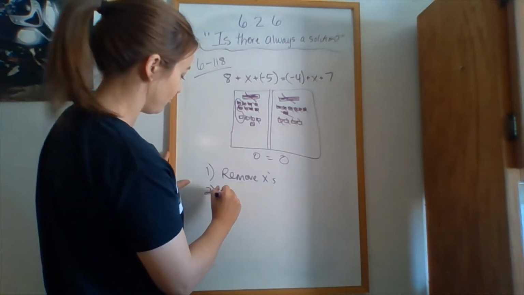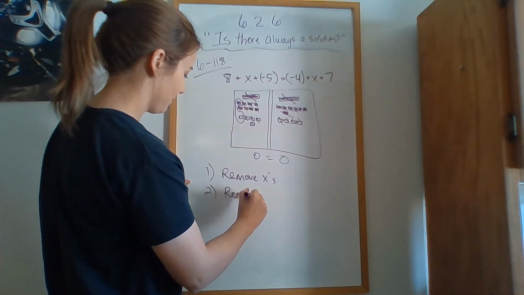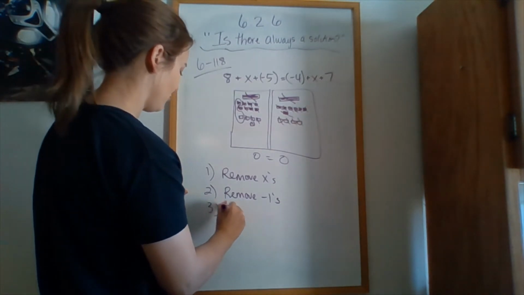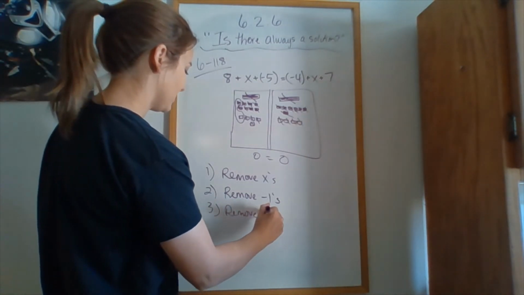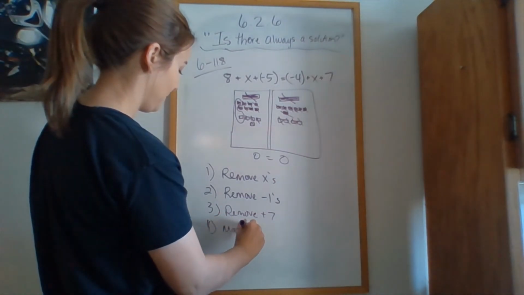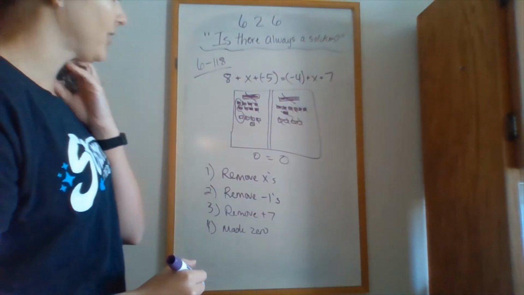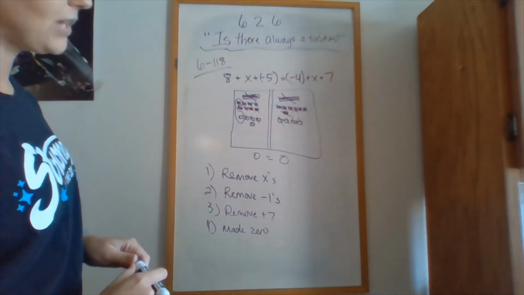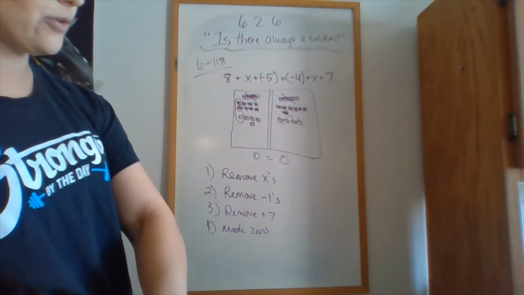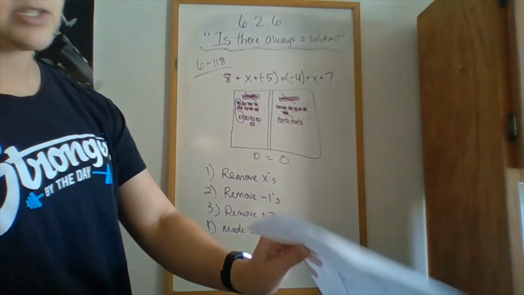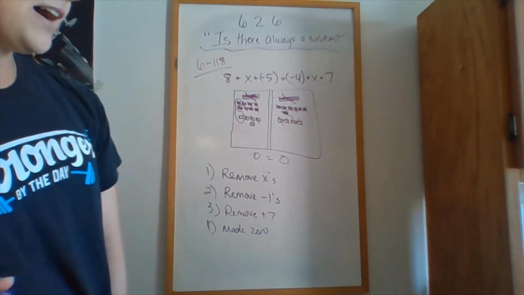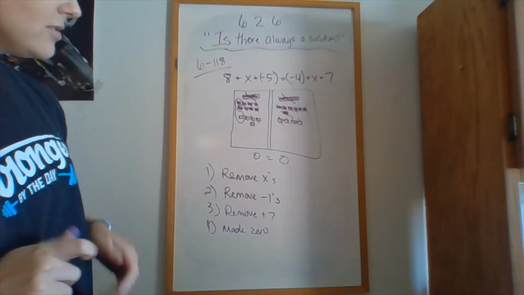I removed -1s. I removed +7s, and I made a 0. And there's nothing left on the map. So now it says, have each member of your team test a different value for x in the original equation, such as x equals 0, x equals 1, x equals -5, x equals 10. What happens in each case? So that's what we're going to do.